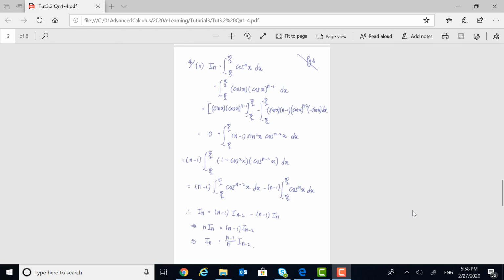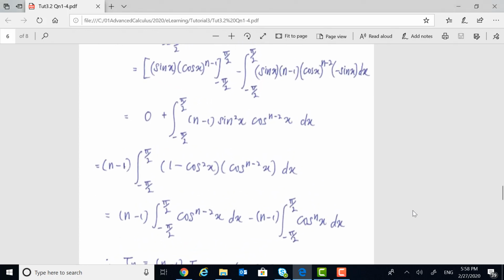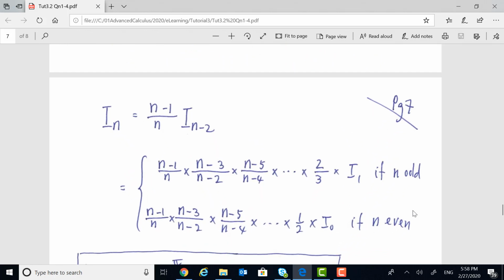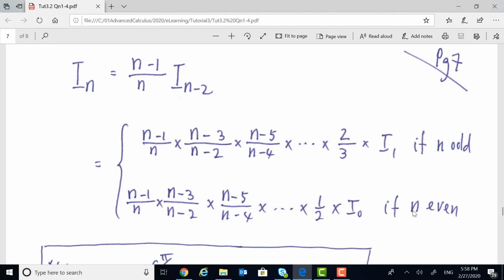And now moving on to 4b. In the case of 4b, we have a little bit of a tedious calculation. In the first part of 4b, you are trying to rewrite In in terms of n.